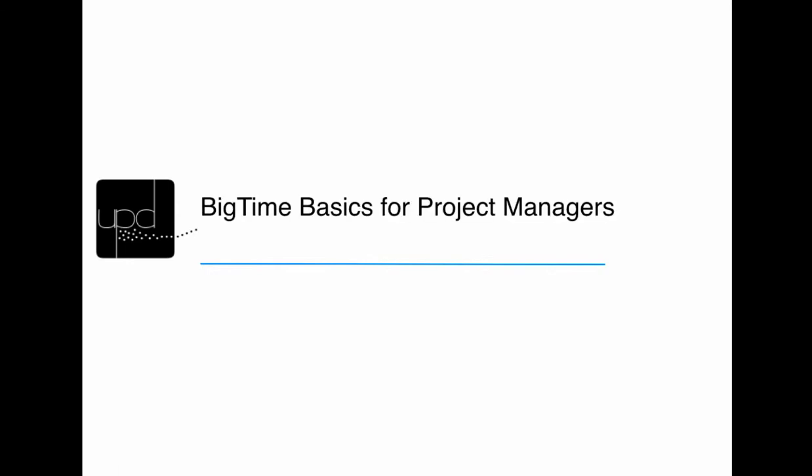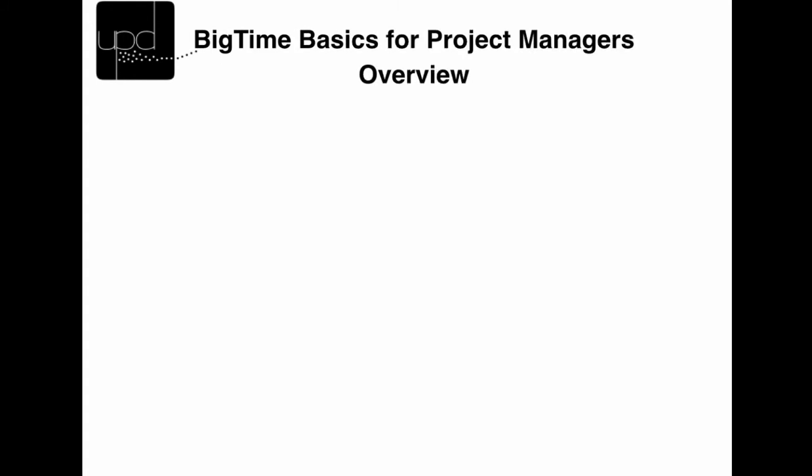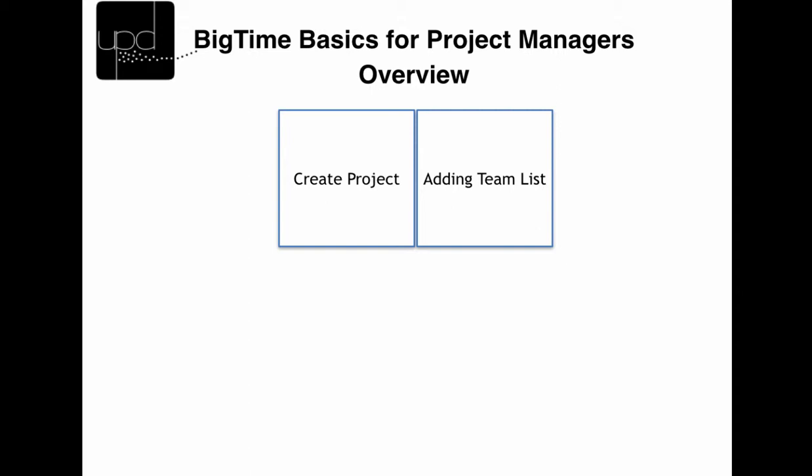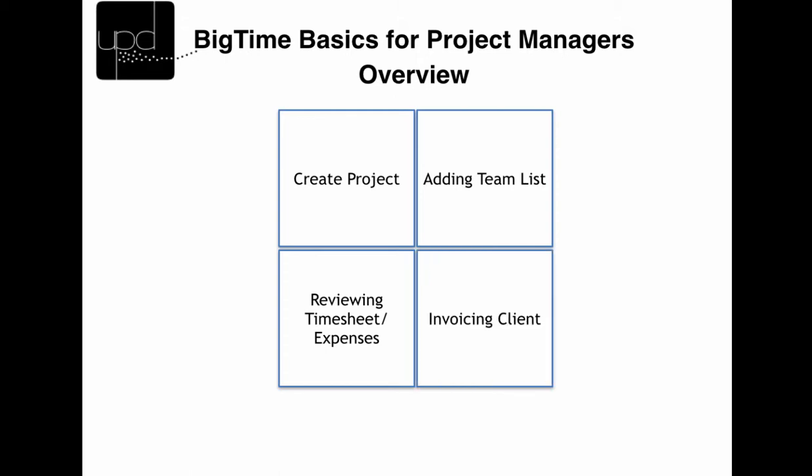This series is Big Time Basics for Project Managers. This is a 2-lesson series. This is lesson number 1. In this lesson, we'll cover 3 parts. The first part is creating a project in Big Time. The second part is adding a team list to that project. And the third part is reviewing timesheets and expenses. The fourth part, which will be covered in the second lesson in this series, is invoicing our client.